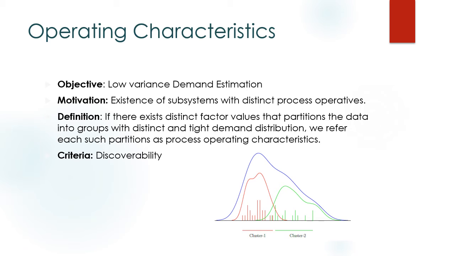If there exists a distinct factor value that partitions the data into groups with distinct and tight demand distribution statistics, we refer to each such partition as a process operating characteristic.